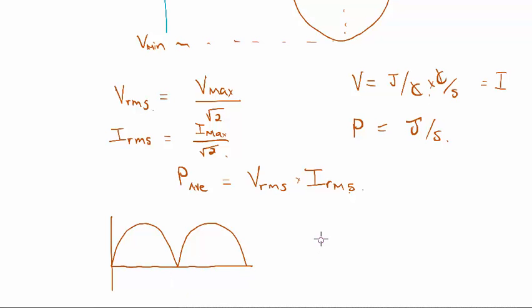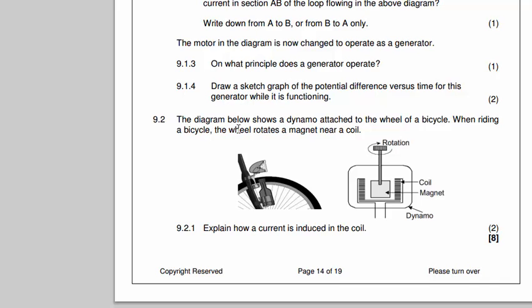Okay, but because it is a direct current, both of the loops are on top. And you got 2 marks, one for having the correct shape and one for having both at the top. Okay, the diagram below shows a dynamo attached to a wheel.